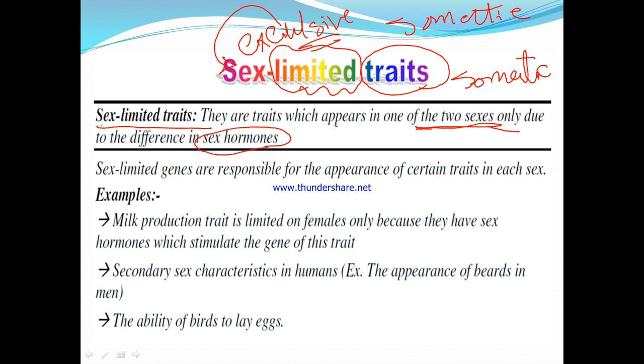Sex-limited genes are responsible for the appearance of certain traits. We have an example like milk production in mammals. The female has the ability to lactate, but the male does not. So it's exclusive to male, exclusive to female. Also, presence of beard in man is present in male, not in female. The last example is the ability of a bird to lay an egg. It is present in female, not in male.